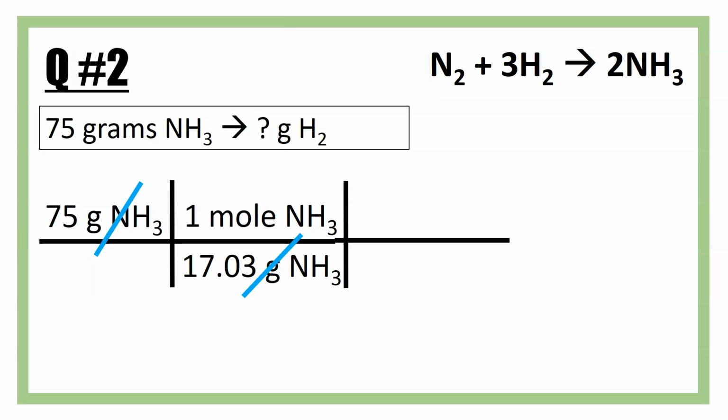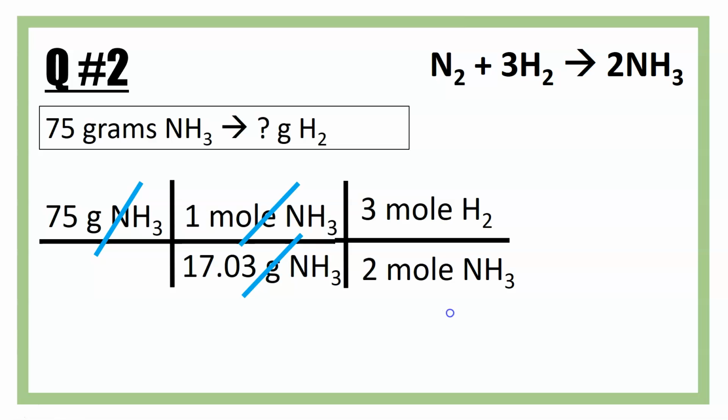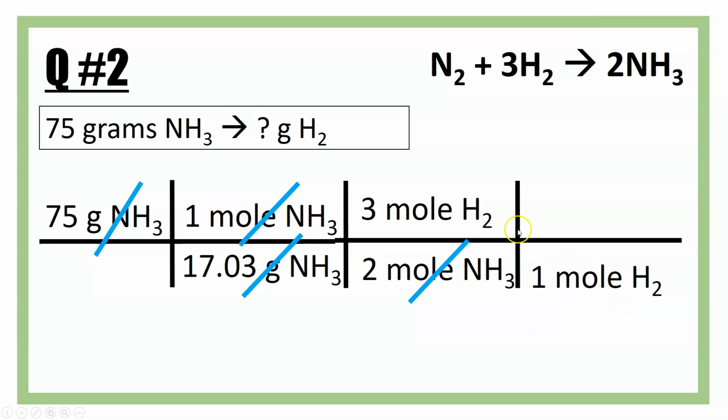Now I'm going to use mole ratio. So let's find the mole ratio. Well, it's going to be 3 moles of hydrogen to 2 moles of NH3. NH3 goes on the bottom, and the hydrogen goes on the top. The moles cancels. Now I'm going to use molar mass again, but this time it's molar mass of hydrogen. 1 mole goes on the bottom so that they cancel, and the mass goes on the top. Now after all of that, I'm left with grams of hydrogen.